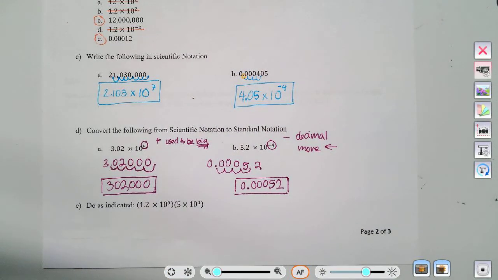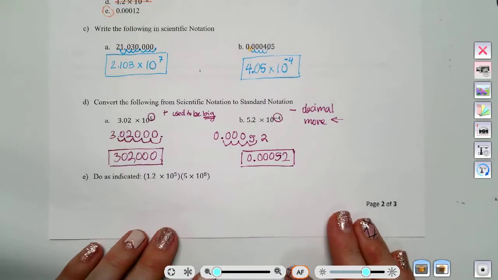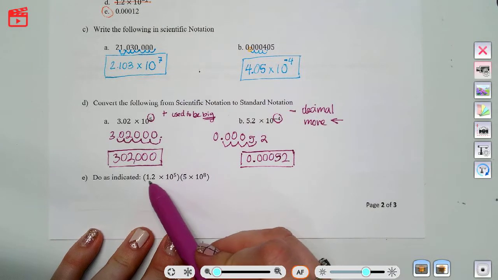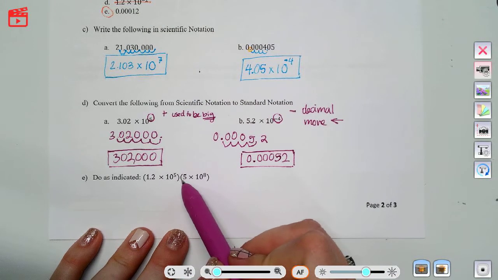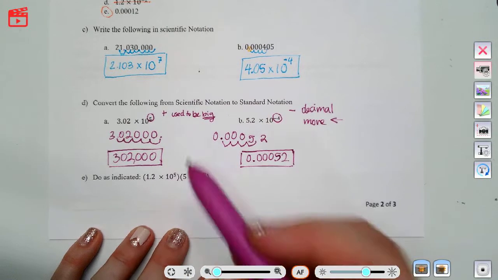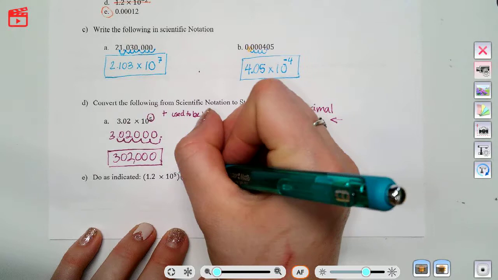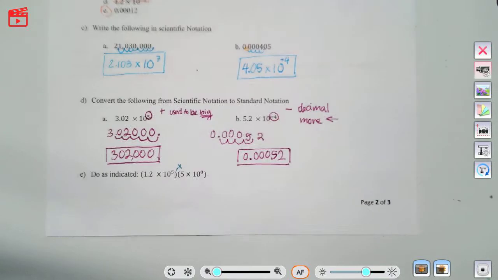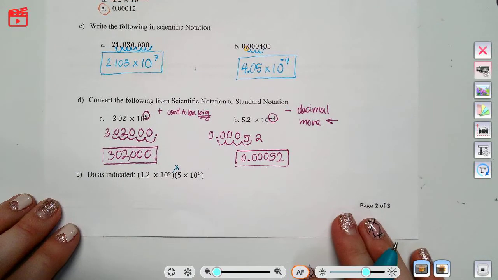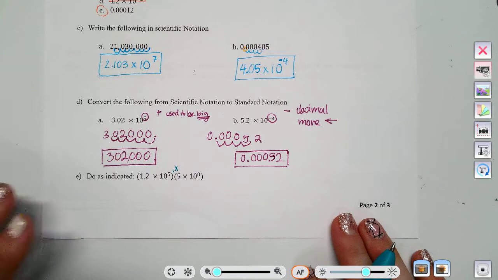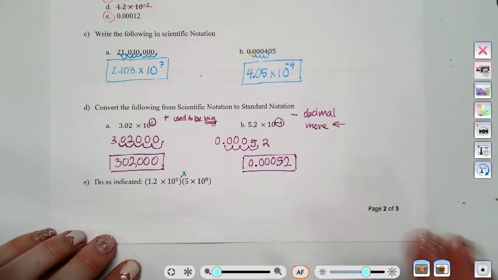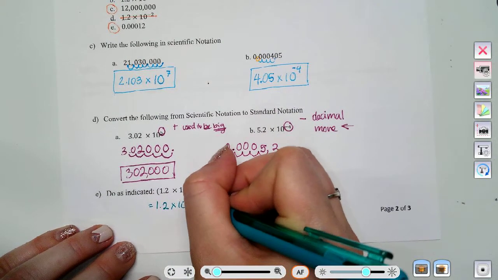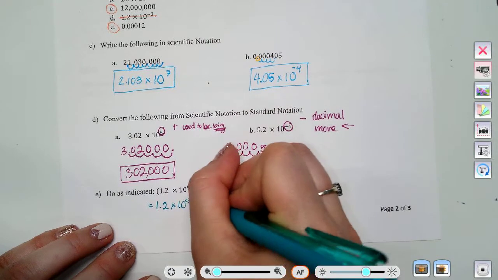All right, part E. Ooh, do as indicated. So what is being indicated? Okay, multiplication is what's being indicated. I have 1.2 times 10 to the 5th power times, okay, these parentheses here, that means times 5 times 10 to the 8th power. To make this less symbol filled, I'm going to get rid of the parentheses since it's just multiplication. So that's going to be 1.2 times 10 to the 5th power times 5 times 10 to the 8th power.